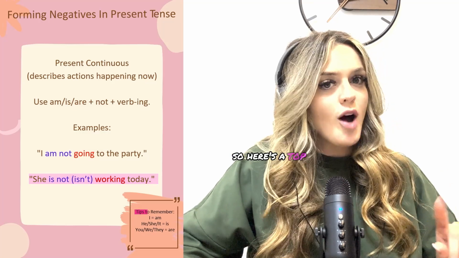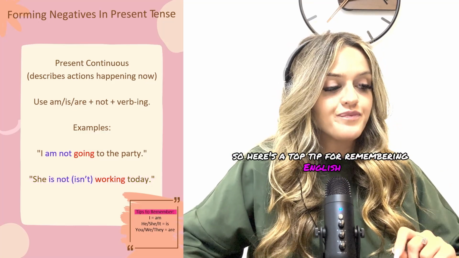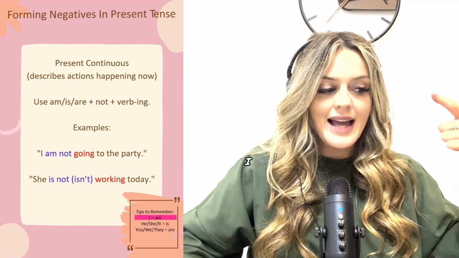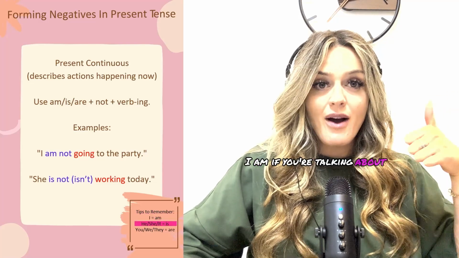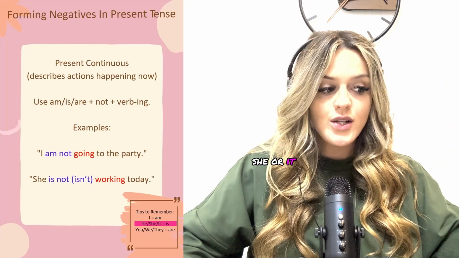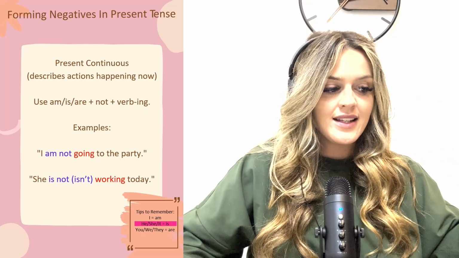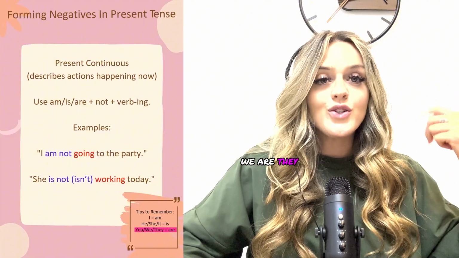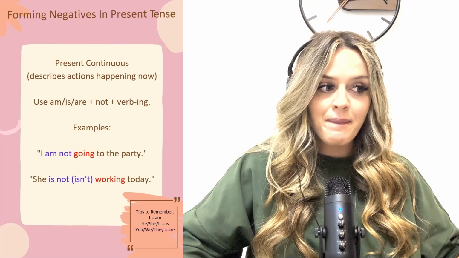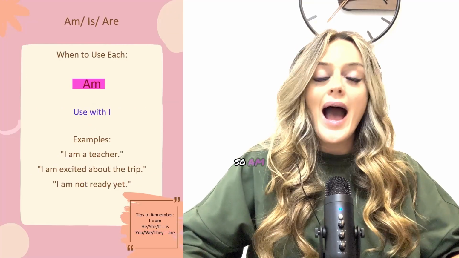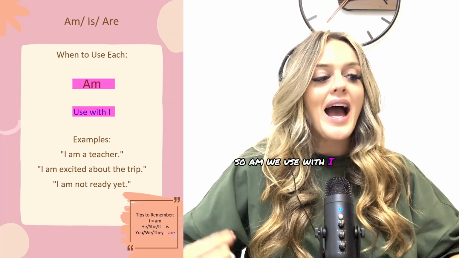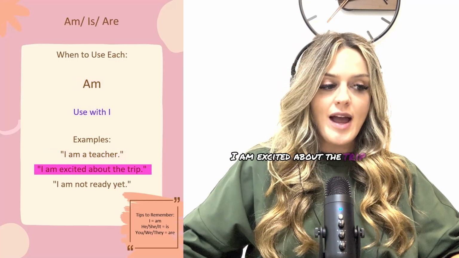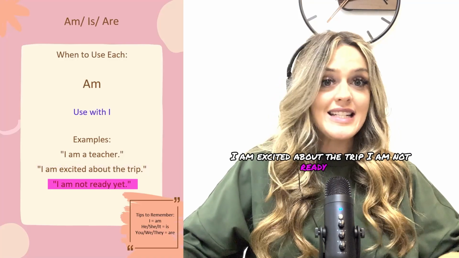So here's a top tip for remembering English. If you use the word I, you use am. I am. If you're talking about he, she, or it, you use the word is. If you are talking about you, we, or they, you use the word are. So am we use with I. I am a teacher. I am excited about the trip. I am not ready yet.